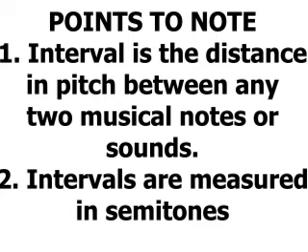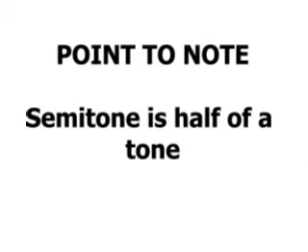So intervals are distances between musical sounds, and we measure intervals in semitones. So what is a semitone? Semi means half. So a semitone is half of a tone, which means two semitones will give you one tone, and half a tone is a semitone. So let us look at how these intervals are calculated on the keyboard.